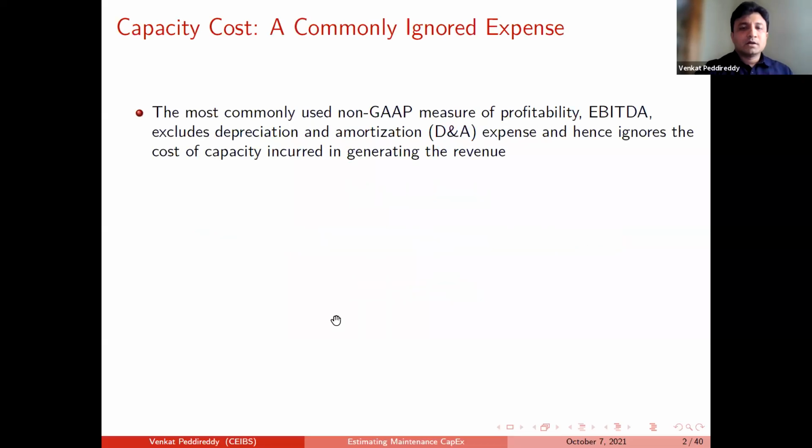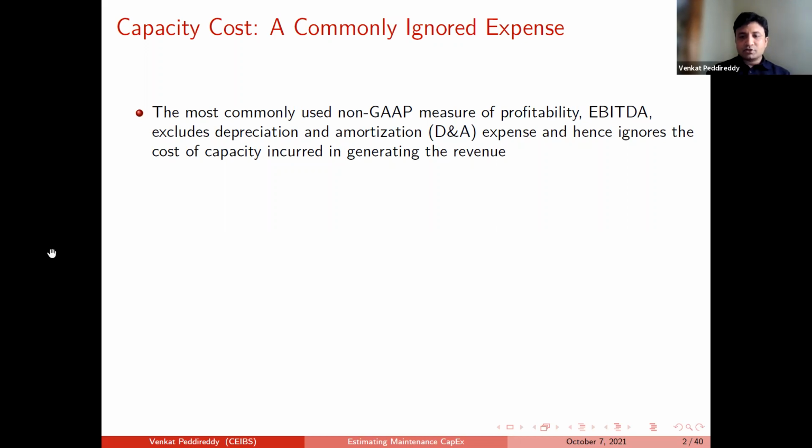As we all know, the most commonly used non-GAAP measure in the industry is EBITDA, which is basically excluding depreciation and amortization expenses, and kind of ignoring the cost of capacity incurred in generating the revenue. They have their own reasons, saying that depreciation and amortization expense is based on historical cost. It has the influence of managers' discretion in choosing the useful lives, etc.